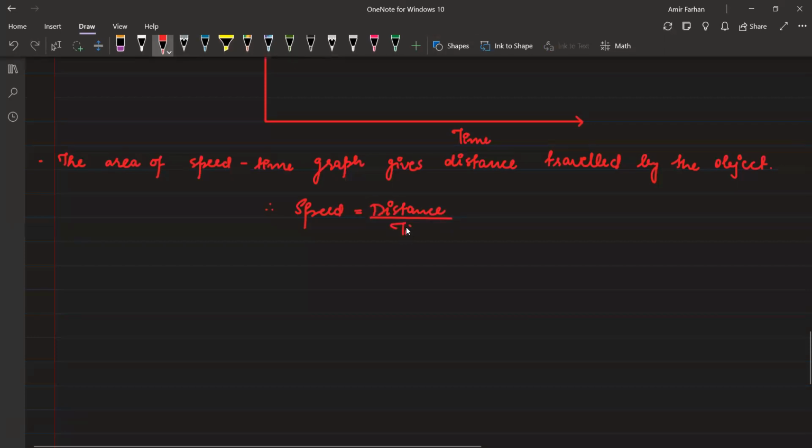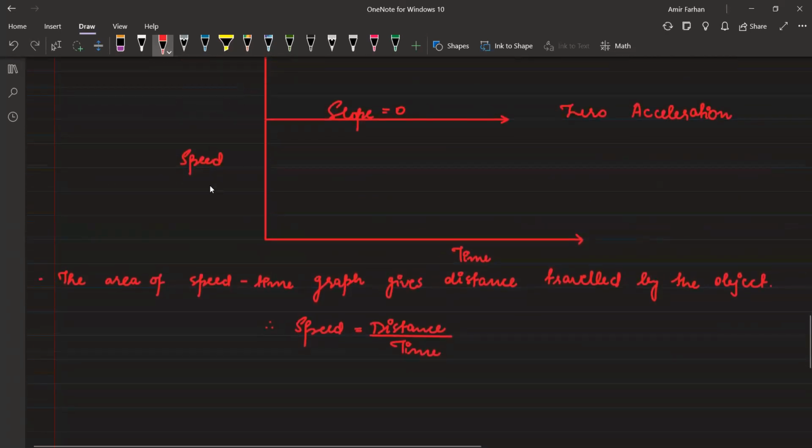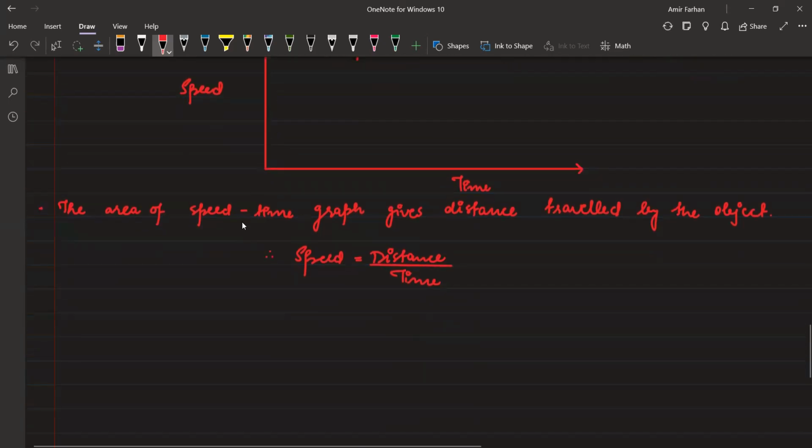So you can see this thing that area means the multiplication of the two axes. What is between these two axes, whatever is between these two axes, if you take that area, that is the area of the graph.